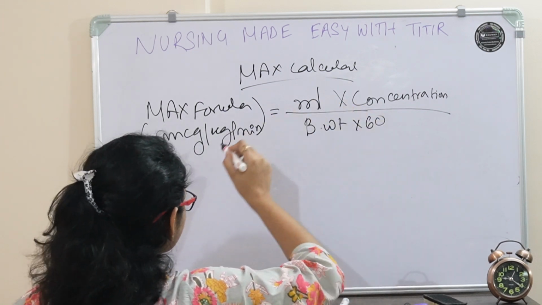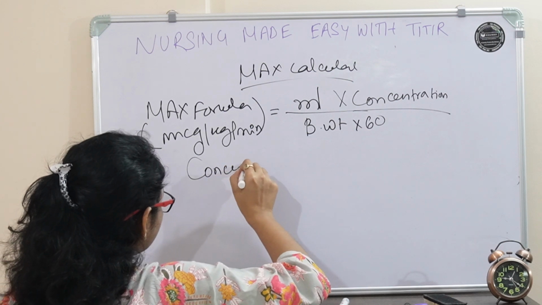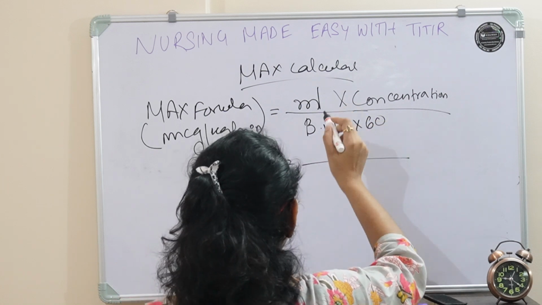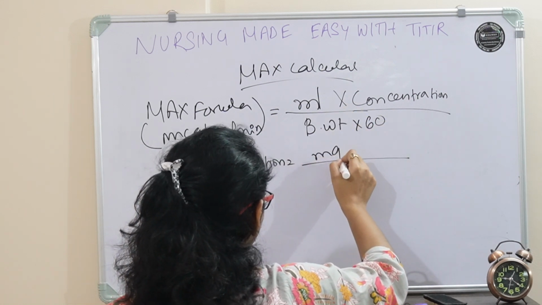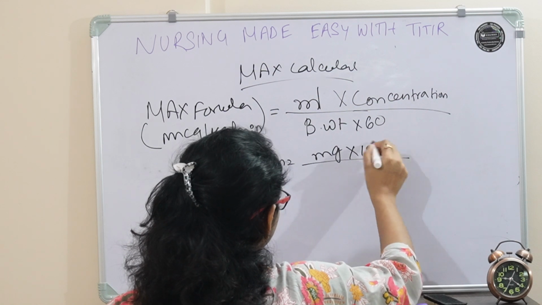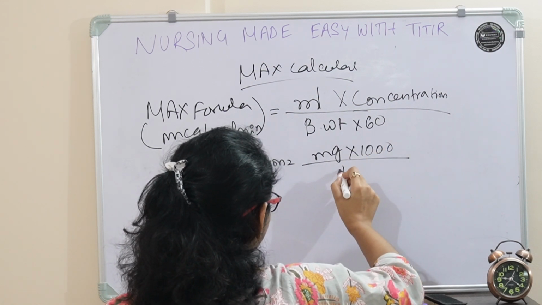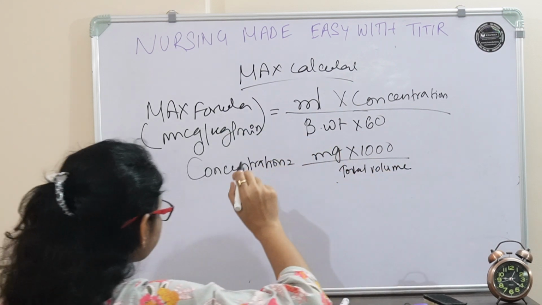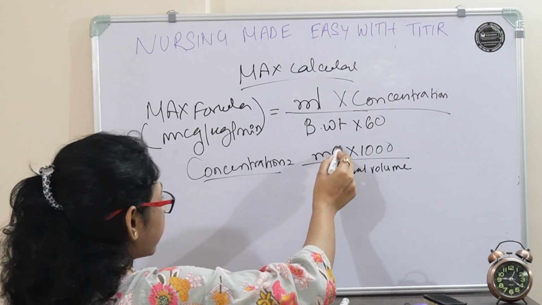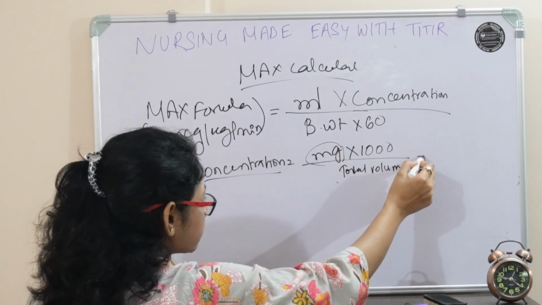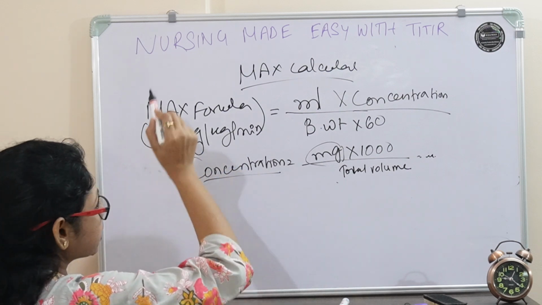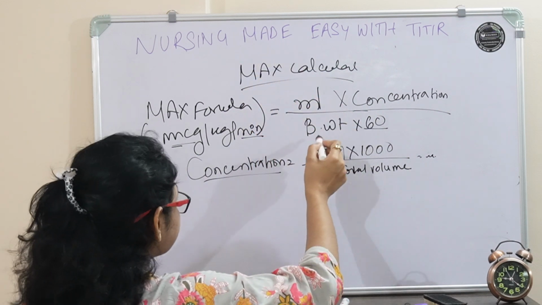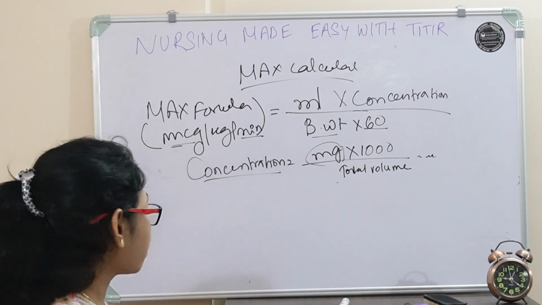Now, how to calculate the concentration? The concentration formula is mg into 1000 divided by total volume. So in concentration, this mg we are converting into mcg. This 60 refers to the minutes, and the kg, the body weight, will be calculated according to the patient.